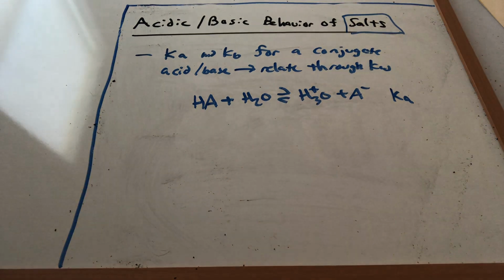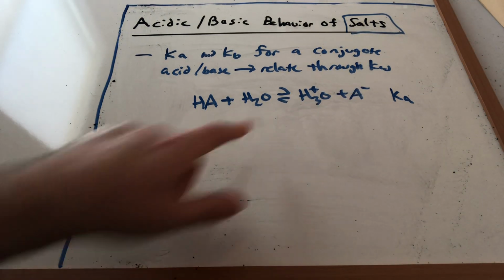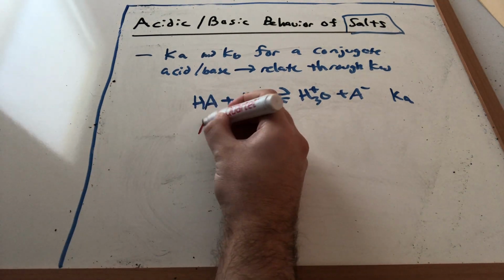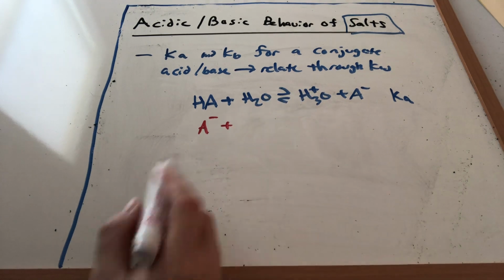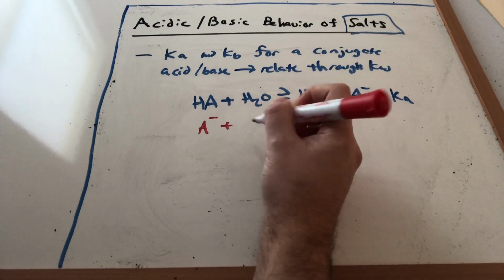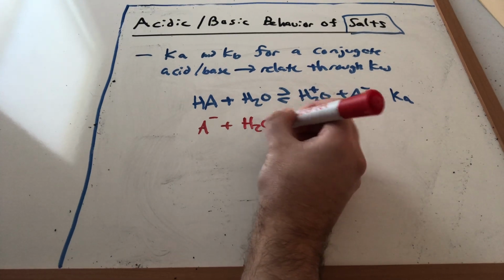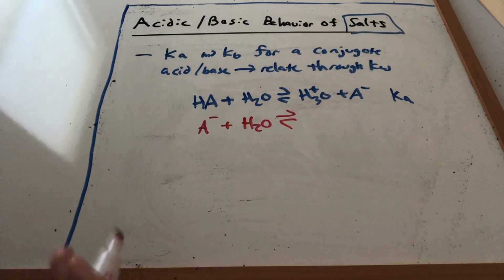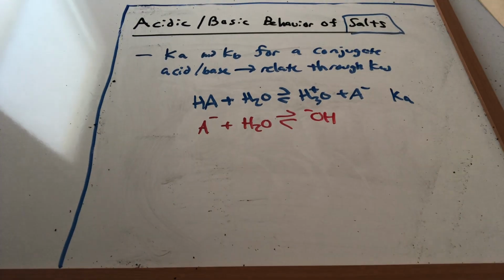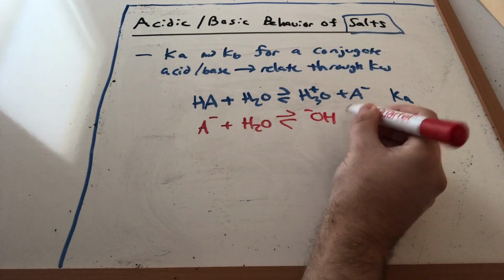I just got done saying that this conjugate that you make over here, this A minus, because it's involved in a weak reaction, it's definitely a base. Underneath this, let's write how A minus acts like a base. Well, what do we do with bases? We always react them with water. One of the products is always OH minus, and the other product is the conjugate acid.